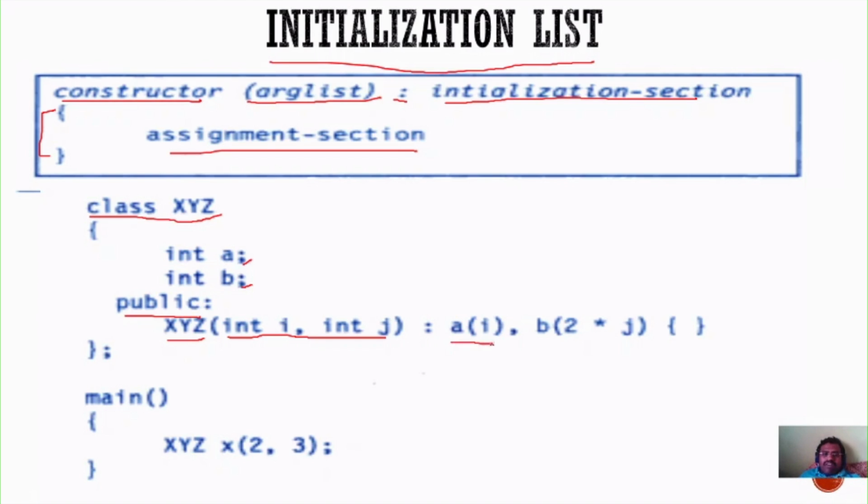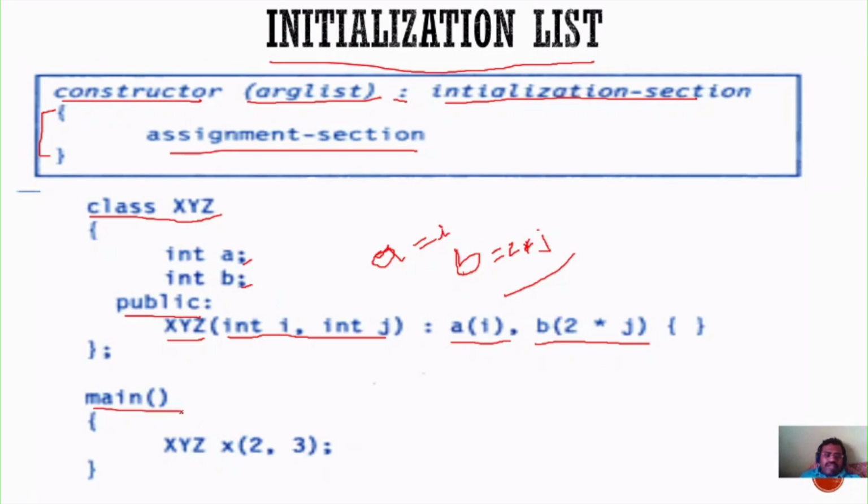Here a of i, we simply assign the value of i to a, just like this. a will be assigned i. Now b will be assigned differently, that is 2 star j. b is equal to 2 star j. So now it is assigned that b is equal to 2 star j.